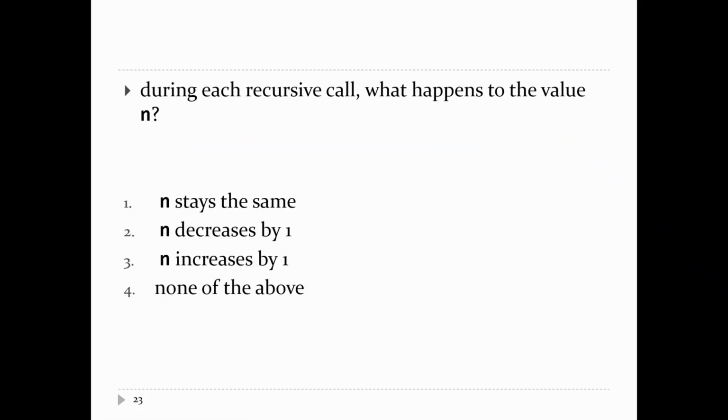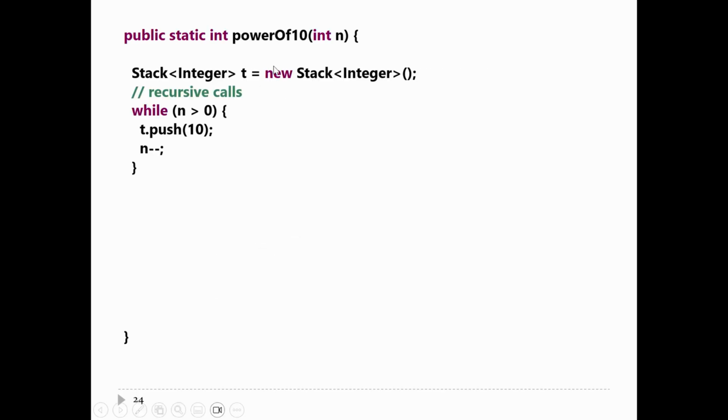Now, during each recursive call, something happens to the value of n. Every time we recursively call power of 10, the value of n goes down by 1 each time. It turns out n is the size of our problem in this case, and you know that in recursion, you want the size of the problem to always decrease. So n goes down by 1. And so when you go to turn power of 10 into an iterative method, we can do the following.